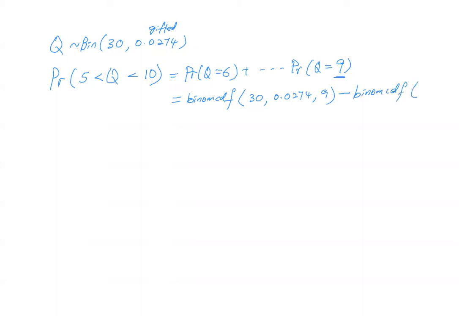Okay, who wants to go to the toilet, go. 30, 0.0274, 5. I cannot put 6 because 6 must be included. So I put 5. When you talk about binomial, you have to be very careful whether there is an equal sign or no equal sign for the inequality. It does make a difference.